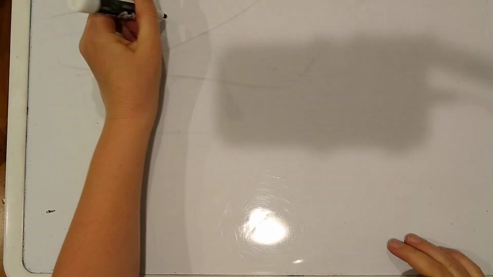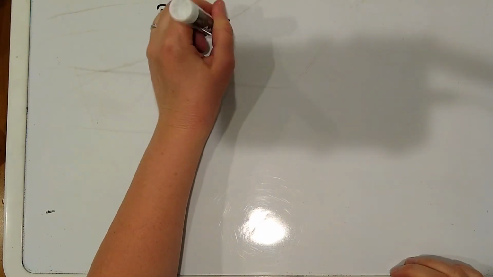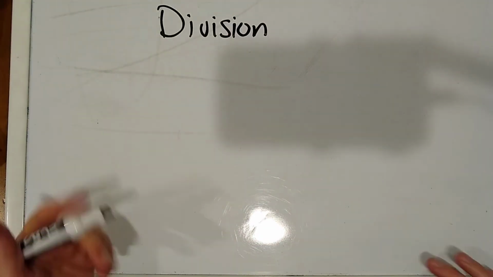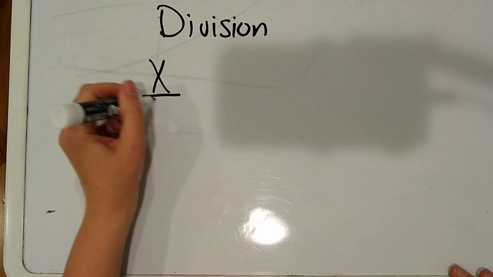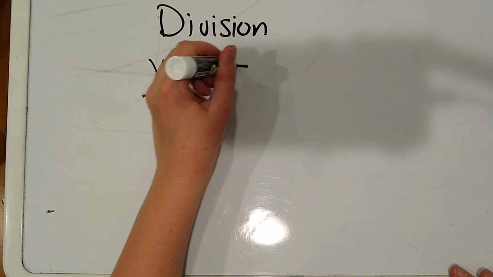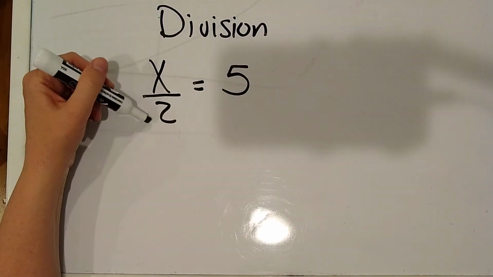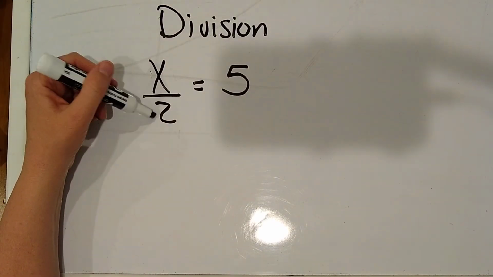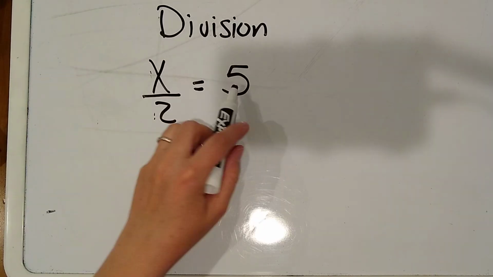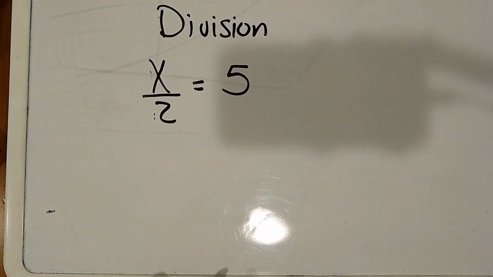All right, the last of our one-step equations has to do with division. When we see division, it's going to look a lot like a fraction. We're going to see x divided by 2 equals, say, 5. So it's going to look like a fraction, but we're looking at this as division. X divided by 2 equals 5.